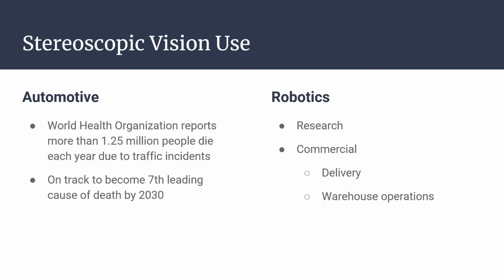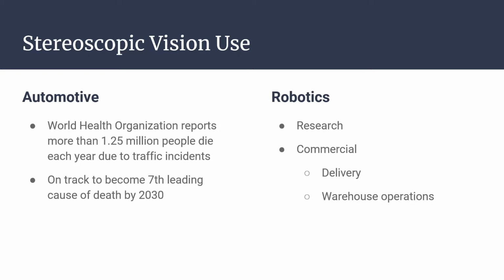A couple of use cases for stereoscopic vision include automotive and robotics industries. The World Health Organization reports over 1.25 million deaths per year due to traffic incidents, and that's on track to become the 7th leading cause of death in just a little over 10 years. And this is important because autonomous cars are now almost a household idea, and it's thrown around a lot in the media. So everyone knows about autonomous cars, and stereoscopic vision definitely has a very large use case within that field.